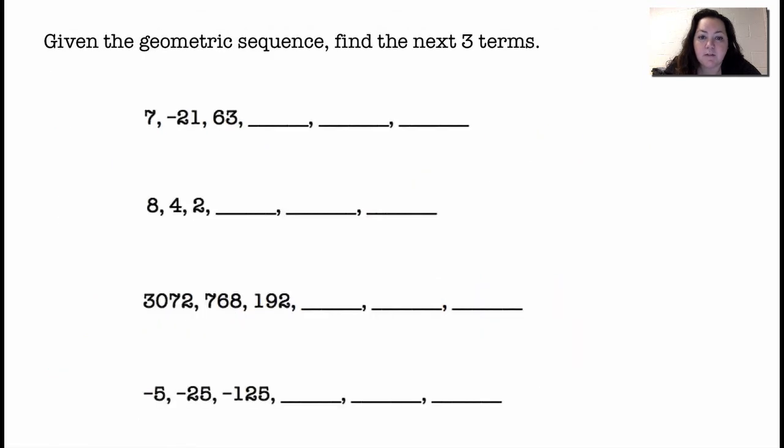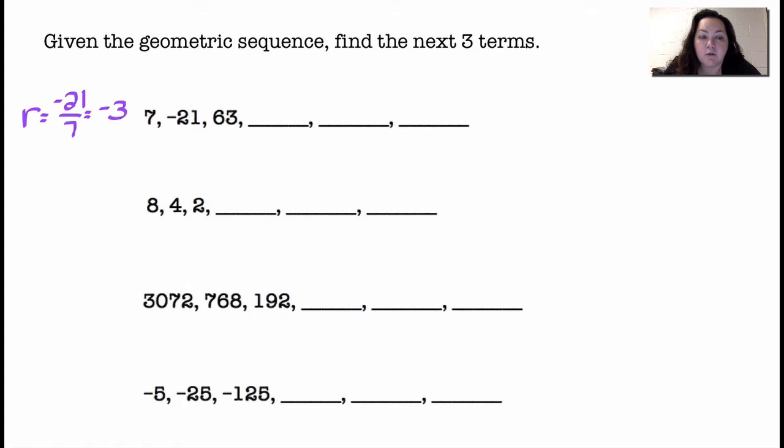All right, given the geometric sequence, find the next 3 terms. So they're already telling me it's geometric. I just need to continue the pattern to get the next 3 numbers. So first I have to find r. I'm going to take the second term and divide it by the first to figure out what my ratio is. 21 divided by 7 is negative 3.